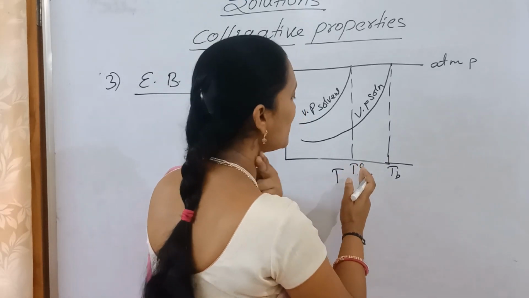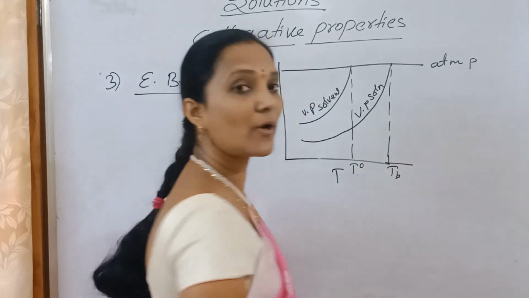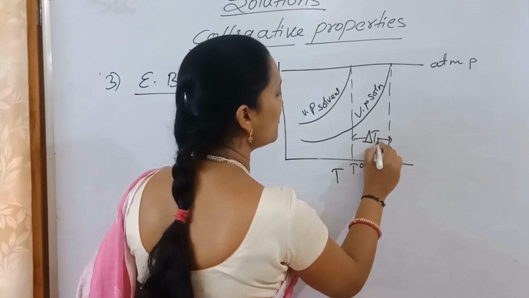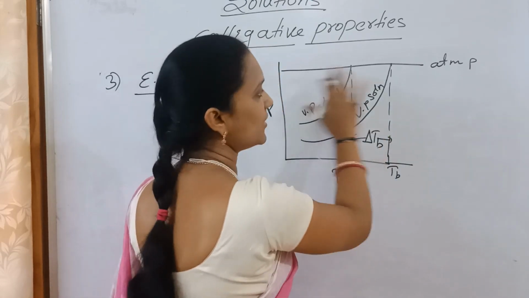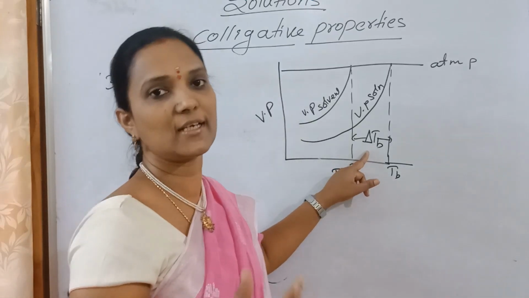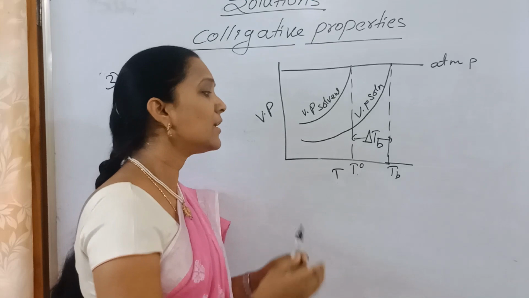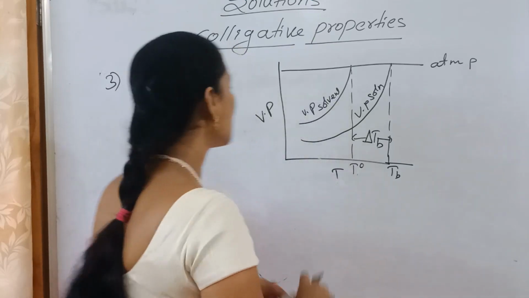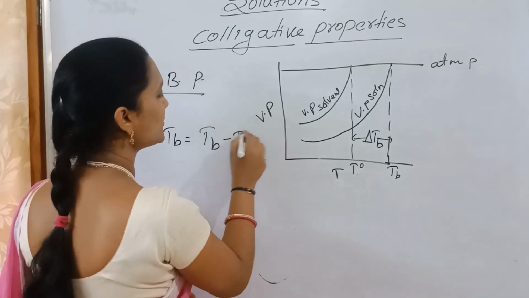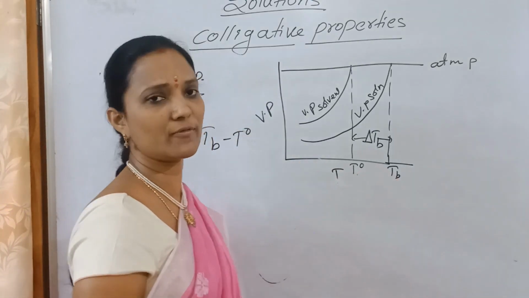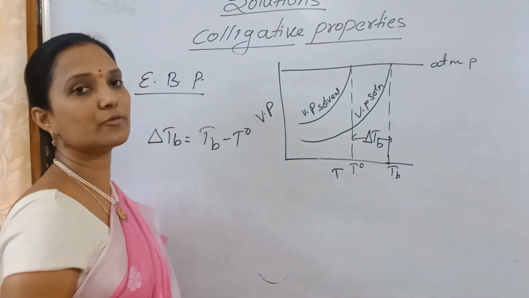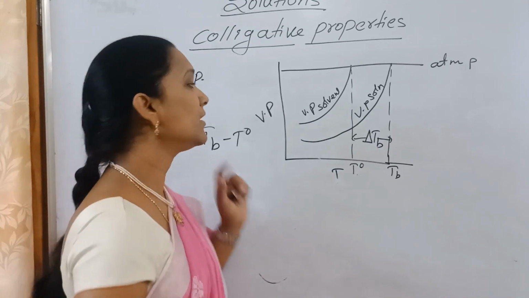What happens if any non-volatile solute is added? Its boiling point increases. This difference is the elevation in boiling point. In the question they will give this full graph of X. What is that X? Delta Tb, that is the elevation in boiling point, nothing but how much it increased. So delta Tb is equal to Tb minus T naught. This is the less value, this is the more value. What is the T naught value? 100 degrees centigrade. They will give Tb, we just have to find delta Tb. So Tb minus T naught.